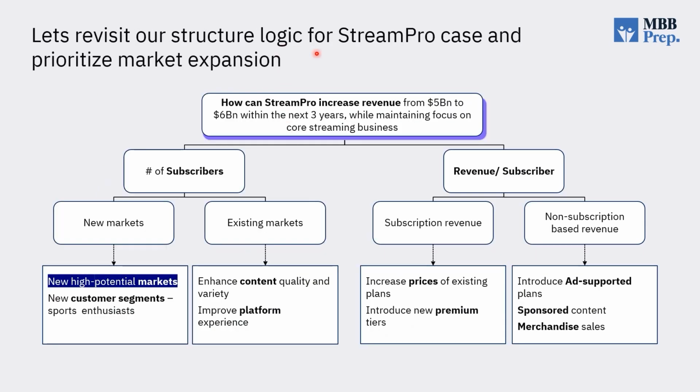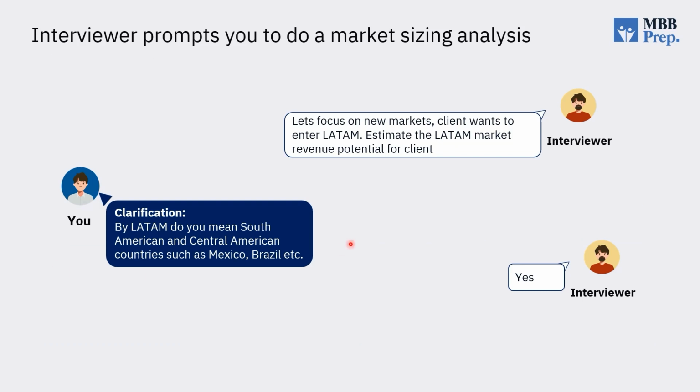Now, having gone through the approach, let's try to apply this approach through our Stream Pro example. Let's revisit our structure logic for the Stream Pro case, and let's assume the client wants us to prioritize the market expansion idea that we have listed, right? And let's assume he wants us to focus on estimating the revenue opportunity if Stream Pro were to enter the Latin market, right?